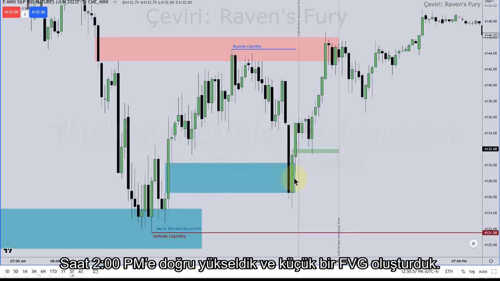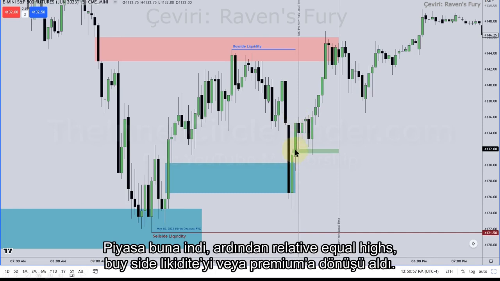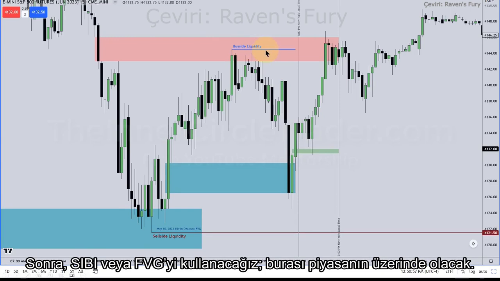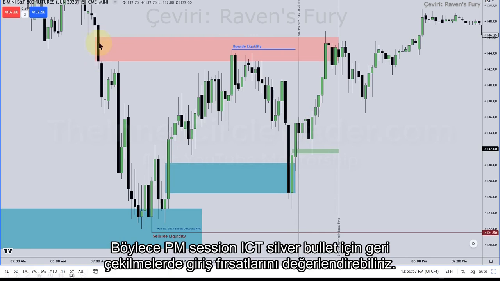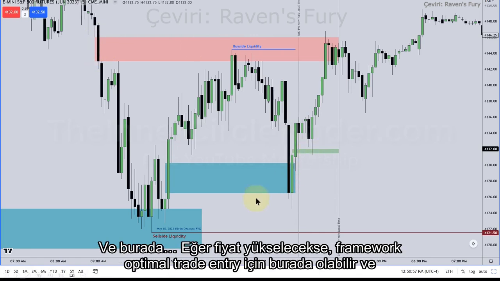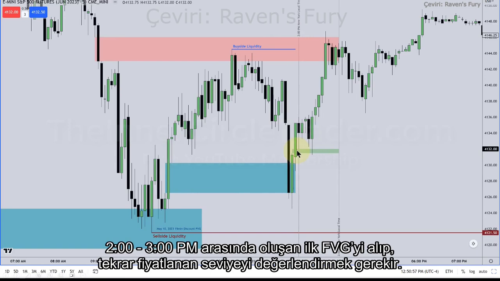Going into 2 o'clock, we rallied and we created a small little fair value gap there. The market drops down into that before taking out the relative equal highs, buy side liquidity, and/or returning back to a premium sell side imbalance, buy side inefficiency, or fair value gap that would be above the market here and here. So if it's going to rally here, the entry could be on the optimal trade entry here, taking the first fair value gap that forms and reprices between 2 o'clock and 3 o'clock.